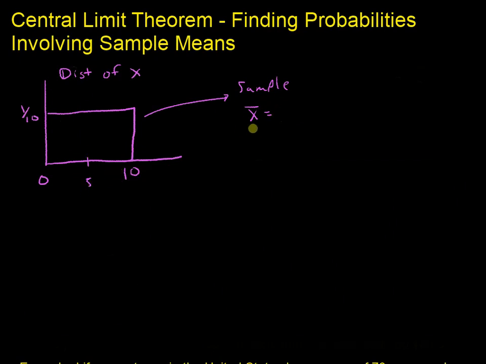So, I go out and I get a sample, and I calculate the sample mean using the sum of my sample values divided by n. And so I get this sample mean. Now I want to know what's the distribution of this sample mean. What does it even mean to have a distribution of a sample mean? Well, this is one sample mean, right?